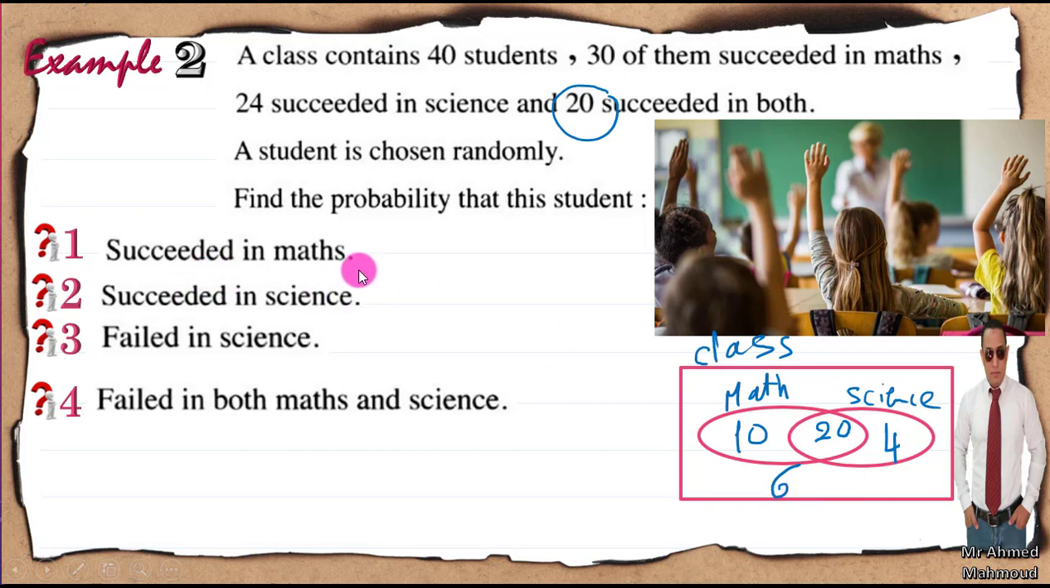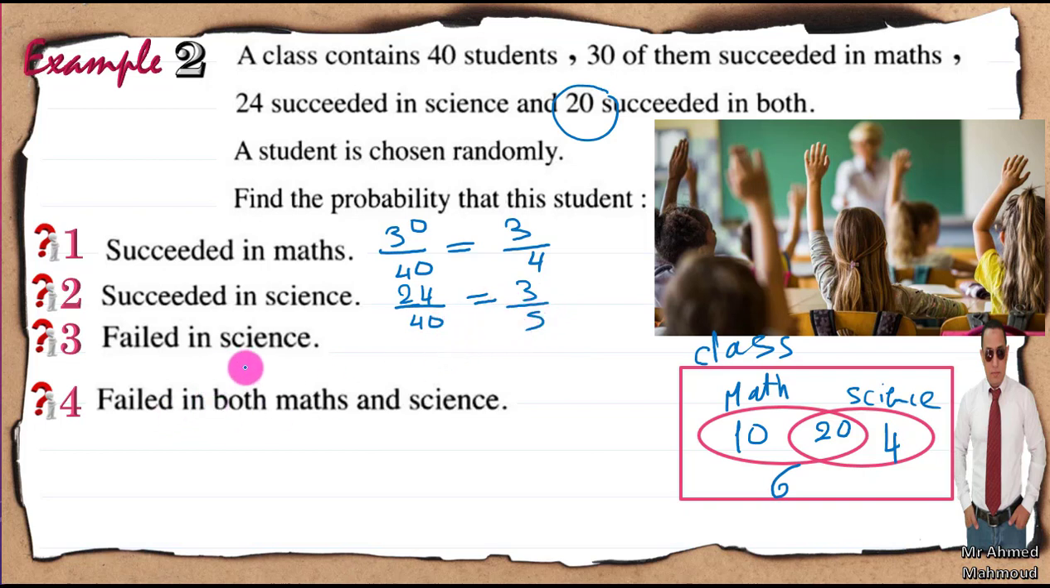Now, succeed in math equals 30 over the total, 30 over 40, which in the simplest form is 3 over 4. And succeed in science equals 24 over 40, which, divided by 8, equals 3 over 5.